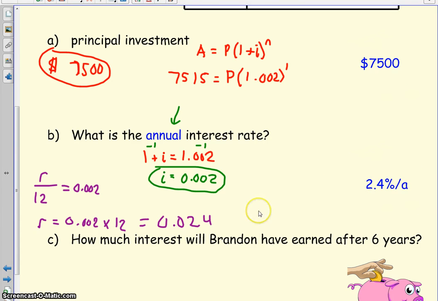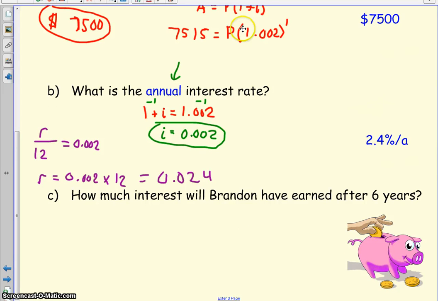Okay, so once we have that in mind, now we can answer C relatively straightforwardly. So how much interest will Brandon have earned after 6 years? Well, again, now we know our principal is $7,500. We know our i is going to be 0.002. We already knew that one. Our n for 6 years, well, it's going to be 6 years compounded monthly, so 6 times 12 is equal to 72. So we have everything we need to calculate the total amount of the investment.